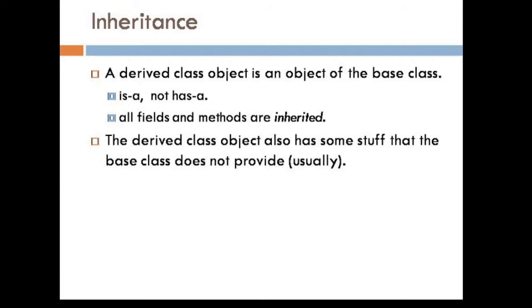It favors the relationship "is a", but not "has a". All fields and methods are inherited. The derived class object also has some stuff that the base class does not provide usually. For example, in our parent class, that is person, we had name, age, date of birth, date of joining, mobile number, address. These were all things that were repeated, and each and every class that was going to be the child class of this parent class was having these things.